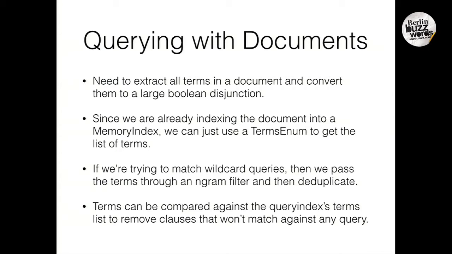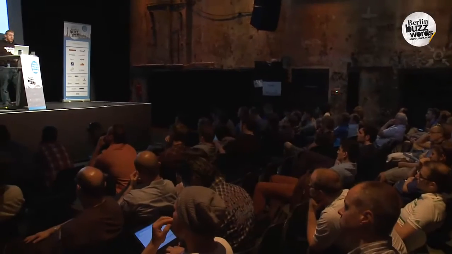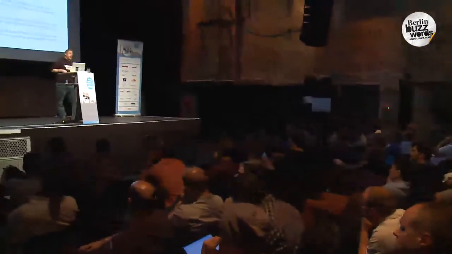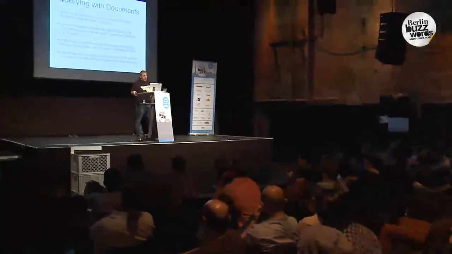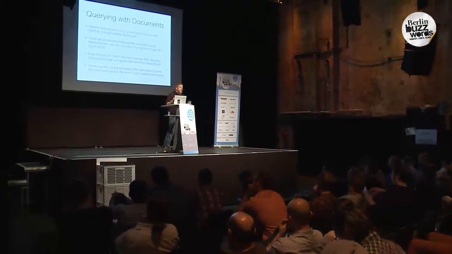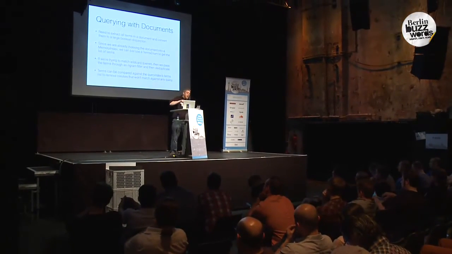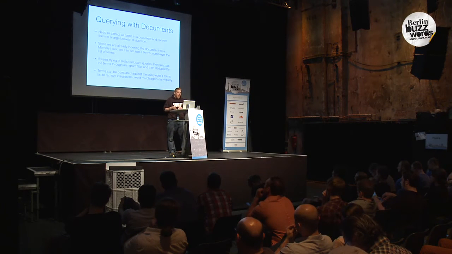You can be fairly efficient about pulling all the terms out of the document, because the document is already going through analysis in order to be searchable. You're creating your memory index. That memory index will have a terms enum, so you can just iterate through that, pull out all the terms, and build that into your disjunction query. If you have wildcard queries there, then you can run that through the n-gram filter, so you're pulling out all the substrings of all the terms as well.